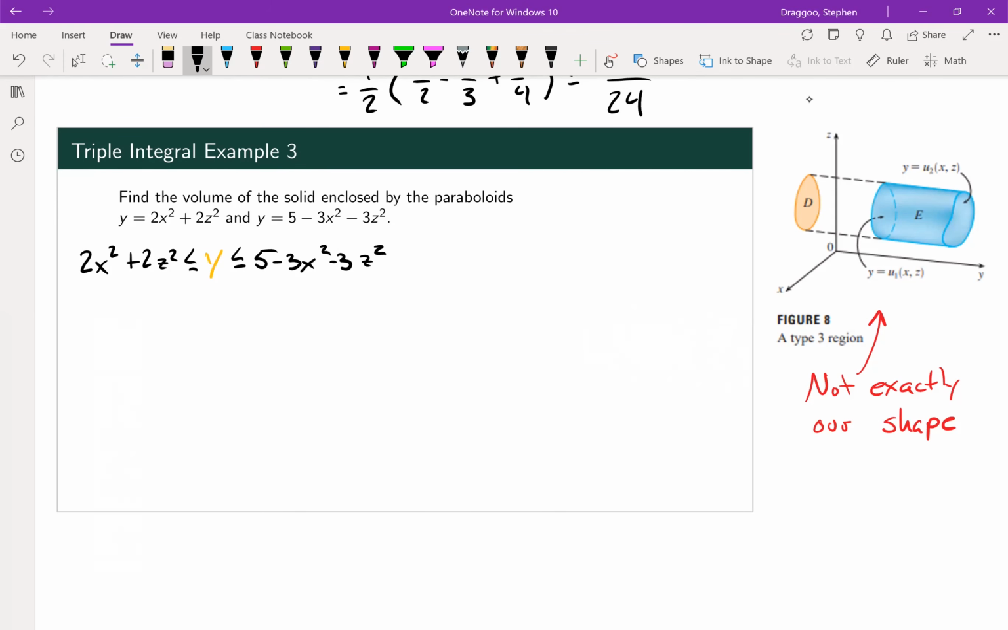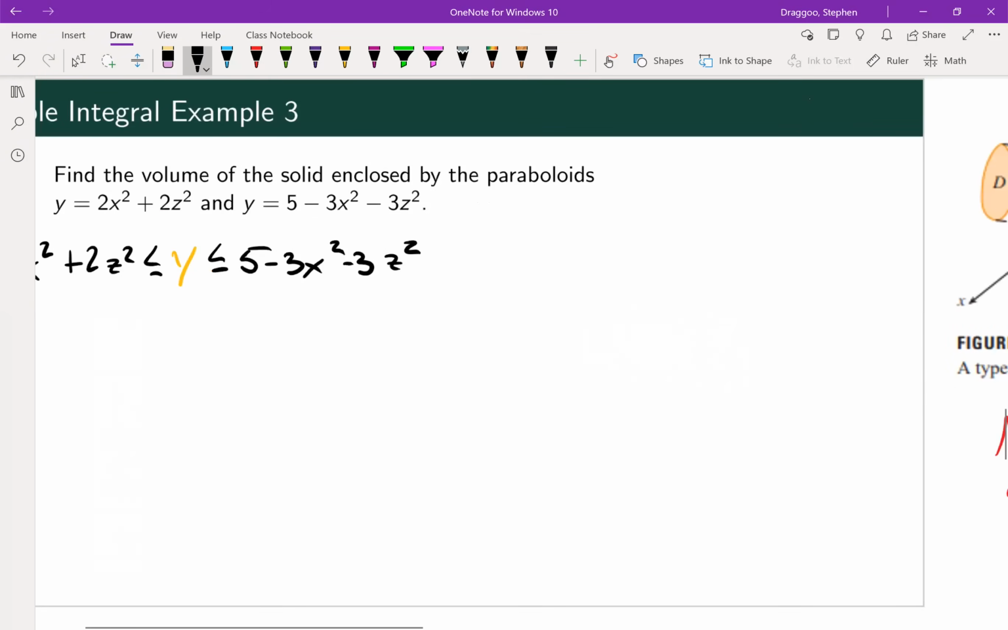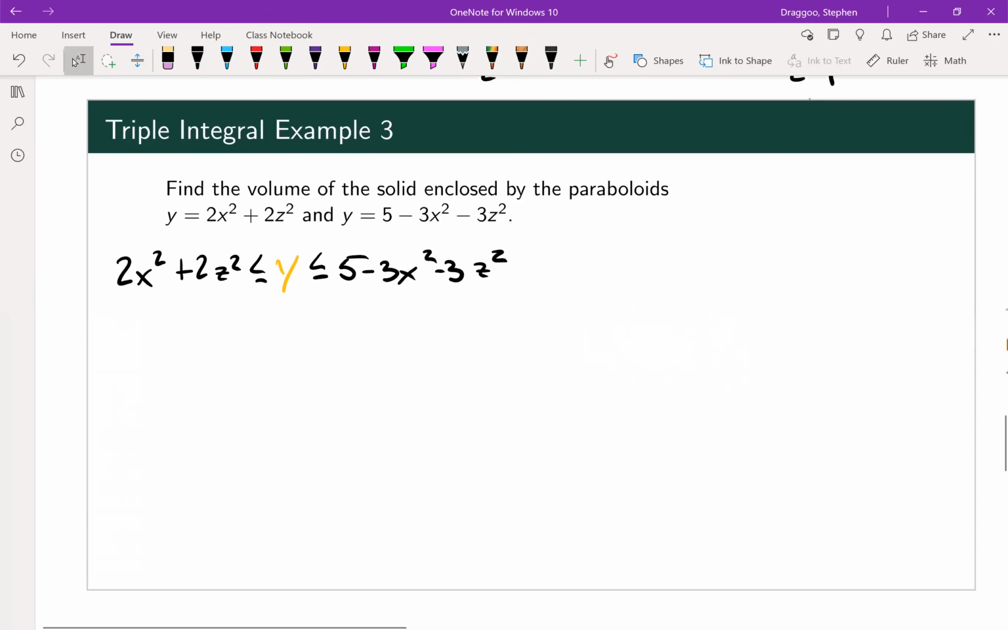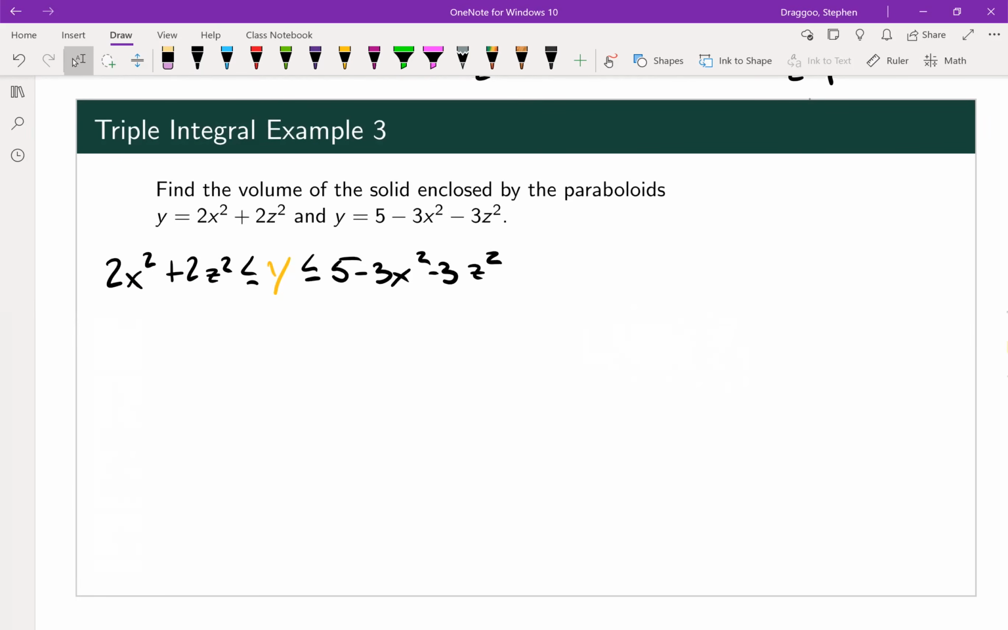And a few sections ago, we said that if we were interested in finding a projected image, it was usually easiest to just find the projection of the boundaries, which means that we're going to want to find the intersection of these two paraboloids and then use that to set up the boundary for the region D that we're going to want to look at. So if y is in between those two things, and they are two paraboloids that are y equals something, we ought to be able to just set those two things equal to each other.